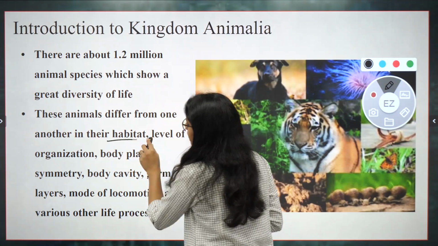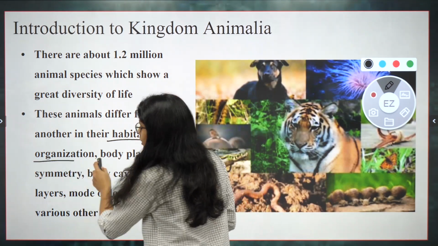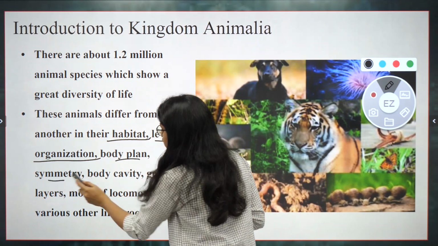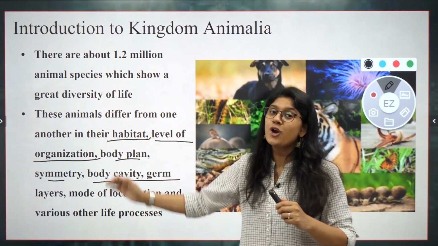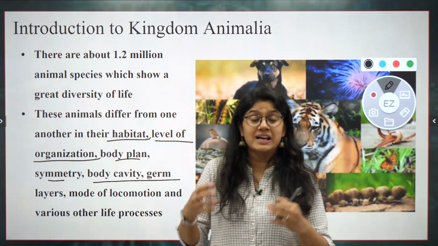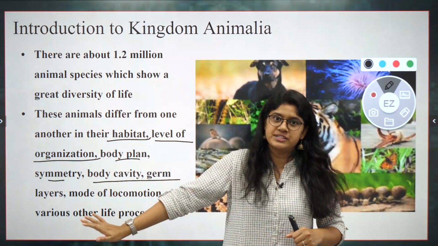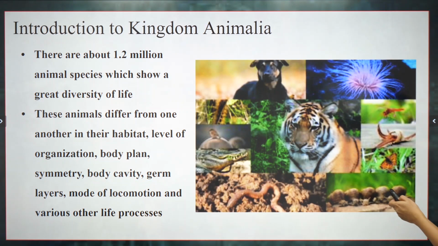First is their habitat. Where are they living? Level of organization, how the body is being organized. Body plan, symmetry, body cavity, germ layer, etc. We will be studying all of these in detail. So if I want to segregate or classify an animal, I will be doing it based on these particular conditions. Okay? Are you clear up to here everyone? Chalo, we'll move ahead and we'll see.